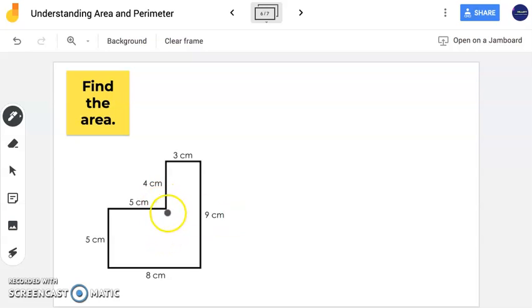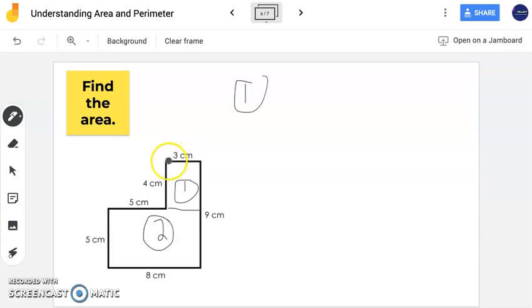Now the first thing that you can do is you can either break this rectilinear figure into 2 rectangles this way, or you can also break it this way. It doesn't matter, they are both correct. I am going to do it this way and label the 2 rectangles that I see, rectangle 1 and rectangle 2. I'm going to find first the area of rectangle 1.